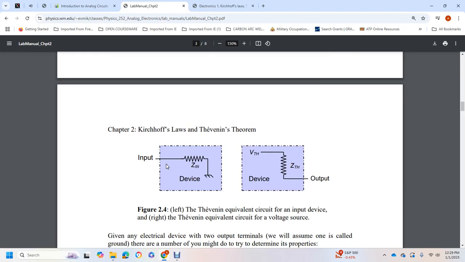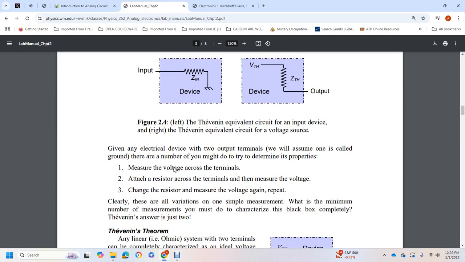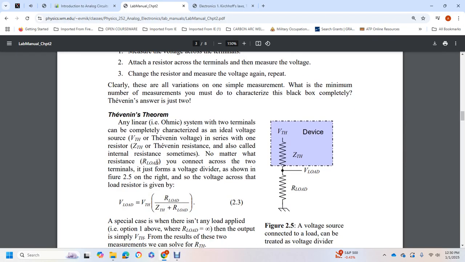The Thevenin equivalent circuit for the input device is on the left, and the Thevenin equivalent voltage circuit on the right, given any electrical device with two output terminals. You might try to determine the properties by measuring the voltage at the terminal attached to a resistor, changing the resistor, and measuring the voltage again. Repeating this, what is the minimum number of measurements needed to characterize the black box completely? The Thevenin answer is just 2.